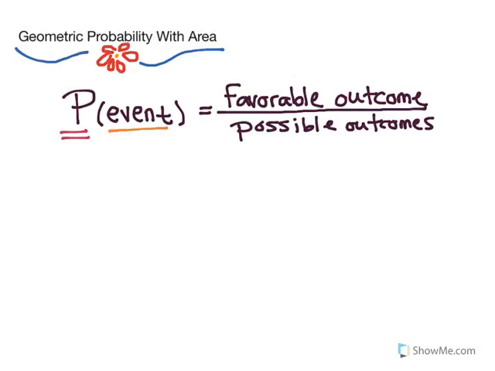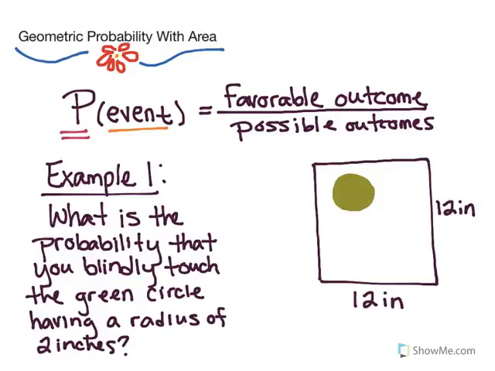When we talk about favorable outcome divided by possible outcomes in terms of area, the favorable outcome is what we're going to be looking for. So the area specifically that we need. And the possible outcome is the possible area. So it's like the total area of your entire figure. And the best way to do this is by an example. So let's go ahead and start that.